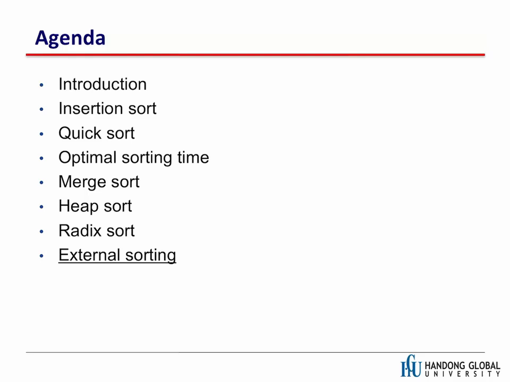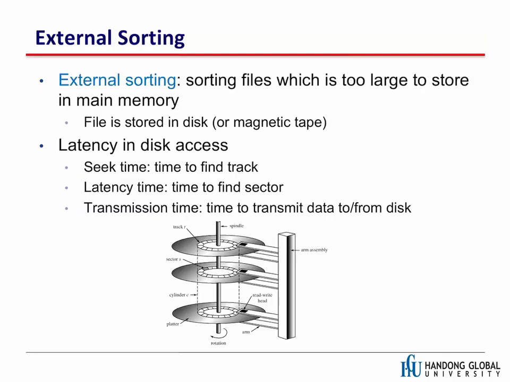So when it's not possible to load all the keys into the main memory, what should we do? We cannot keep all the data in an array. Then what should we do? External sorting is all about that kind of issue. When the data size is too big compared to the memory size, we have to sort the file in the disk. External sorting is about that.